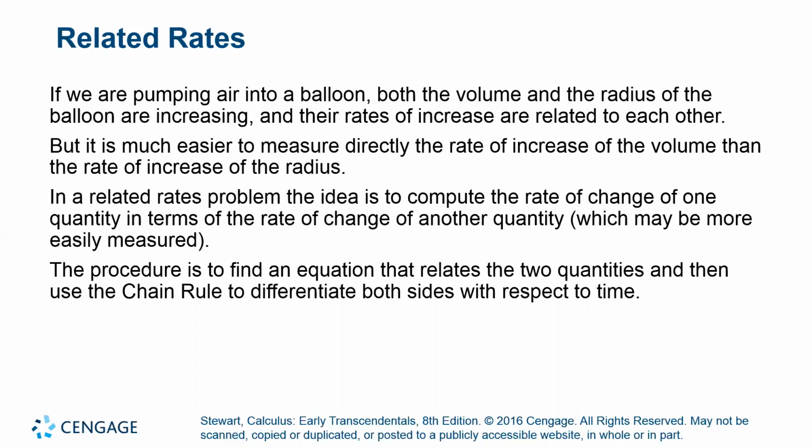So in a related rates problem, the idea is to compute the rate of change of one quantity in terms of the rate of change of another quantity. The procedure is to find an equation that relates the quantities involved, in this case the volume and the radius, and then use the chain rule to differentiate both sides with respect to time. In other words, the quantities involved depend on a third variable, which is time.